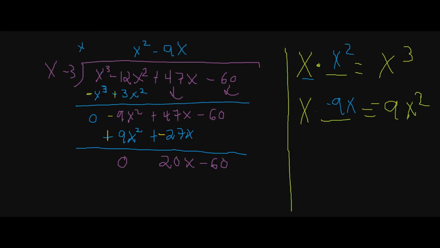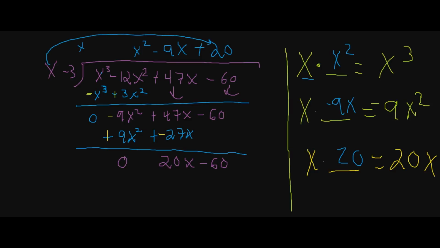All right, now I just proceeded to do the same thing. We're just going to focus on this term right here. And we're going to get x times what gives you 20x? Well, that has to be 20. So I'll put plus 20. And now we multiply across. Well, what's x times 20? Well, that's going to give me 20x. And what's negative 3 times 20? That's going to give me minus 60.